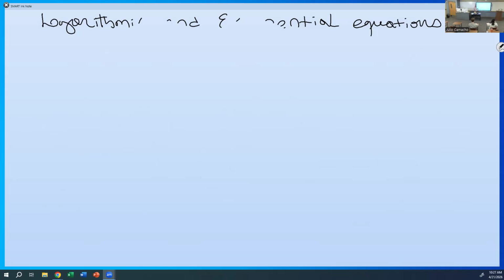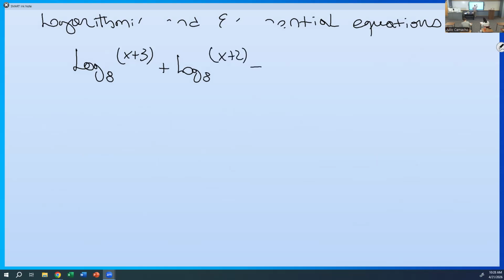In question number 9, we have another example. You have log base 8 of x plus 3, plus log base 8 of x plus 2, and that is equal to 1. I will give you 2 minutes to find out how to do that. At least you can get to the equation.